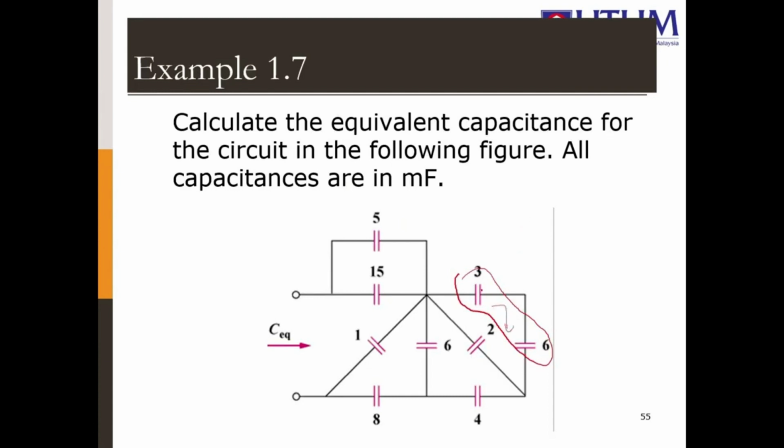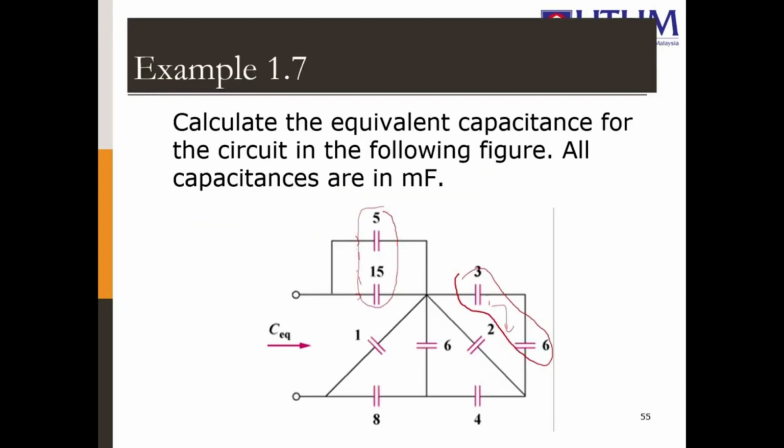Right? For example, this one. So current I flows through the 3 farad and the same current flows through the 6 farad capacitance. As for example, over here you will have two different currents, I1 and I2. So from here you can simplify the 5 farad and the 15 farad. Okay, and this is in parallel. Alright, this is in series.